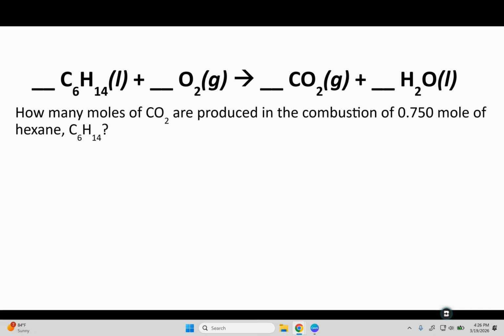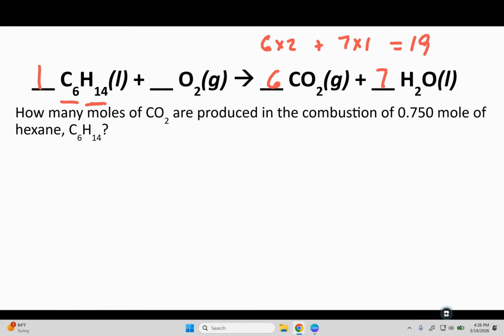Alrighty, so then how many moles of carbon dioxide are produced in the combustion of 0.750 moles of hexane? So we're going to balance this really quick. I have 6 carbons, so put 6 here. I have 14 H's, so I'm going to put a 7 in front of there because 7 times 2 is 14. So right now I'm going to put a 1 in the front of my C6H14 because I'm done with that. And then I need to figure out how many O's I have. So I look on my product side. I have 6 times 2 plus 7 times 1.